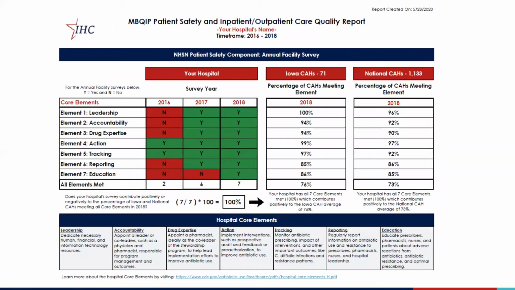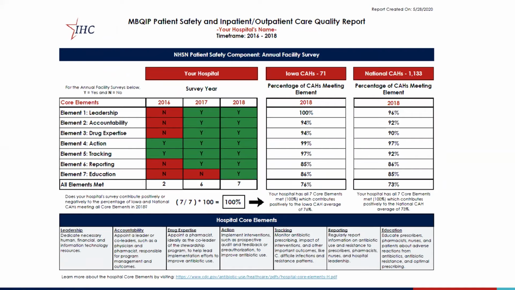And lastly, we have the NHSN Patient Safety Component Annual Facility Survey. This one's pretty simple. It'll tell you your hospital, and it'll have each core element of the annual facility survey listed out 1 through 7, and then a total of all elements met. You'll see it'll be a yearly survey. So you'll have 2016, 2017, 2018 in this example, and you see this sample hospital progressed every year to meeting all 7 in 2018.